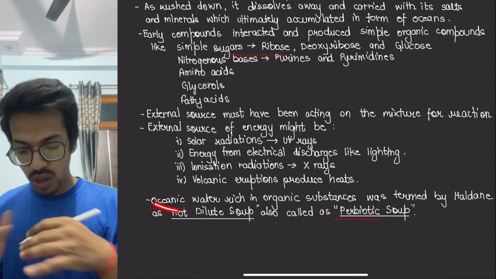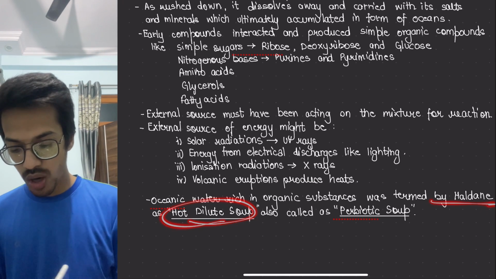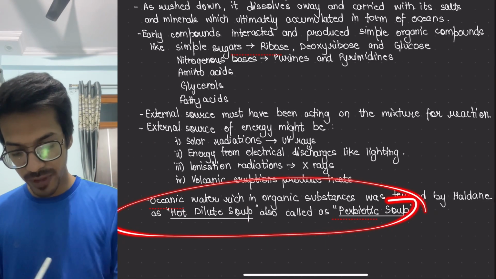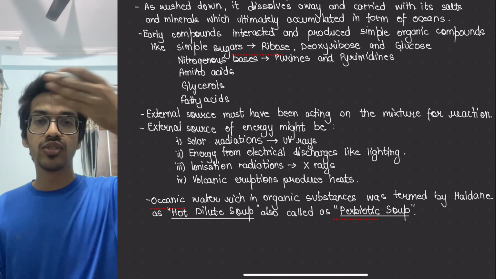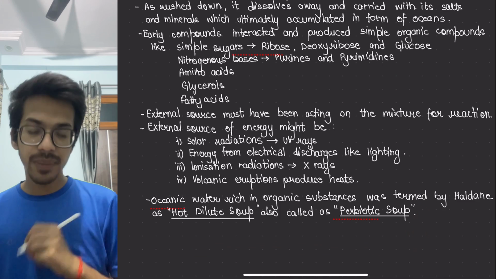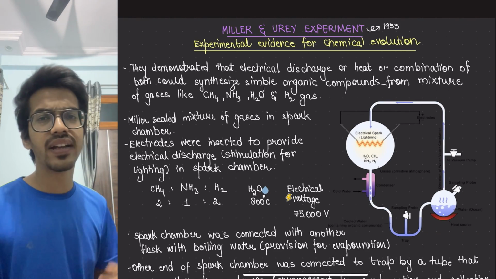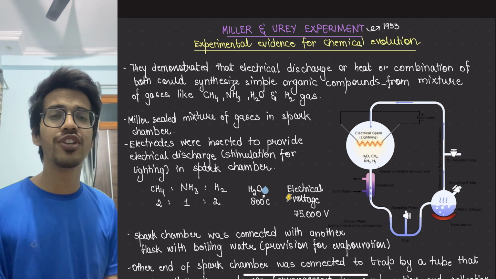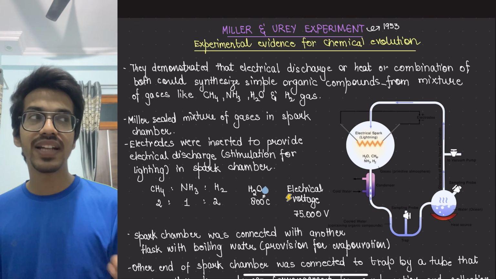So this ocean, which is rich in organic matter, Haldane called the hot dilute soup or the prebiotic soup. This becomes a very important part, what is prebiotic soup, and similar questions have been formed. So you should know the process of how we reach the point of forming the prebiotic soup. Then comes the question: Haldane and Oparin have given us certain information about how chemical evolution might have taken place, but what is the scientific basis for it that we have started accepting it?